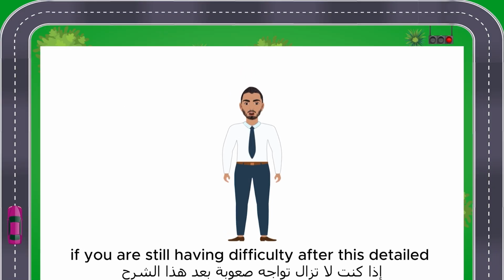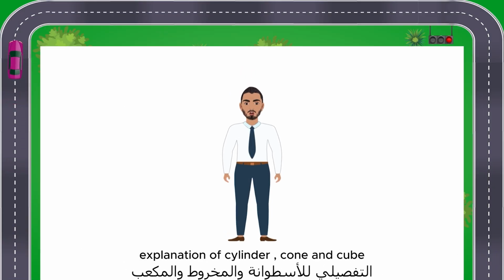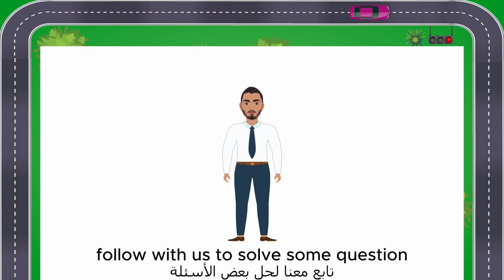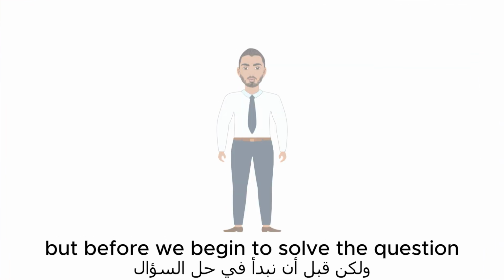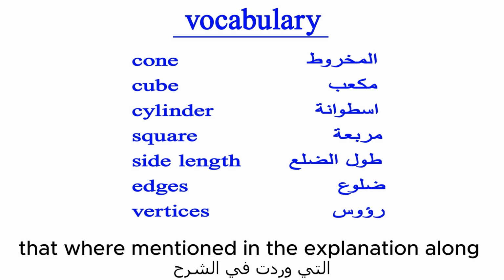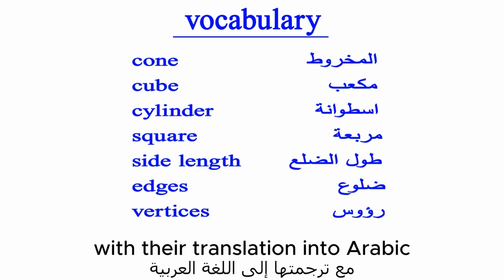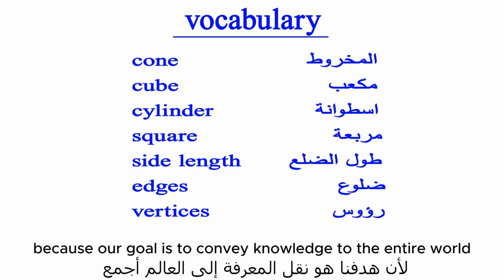If you are still having difficulty after this detailed explanation of cylinder, cone and cube, follow with us to solve some questions. But before we begin to solve the questions, these are the most important words that were mentioned in the explanation along with their translation into Arabic, because our goal is to convey knowledge to the entire world.